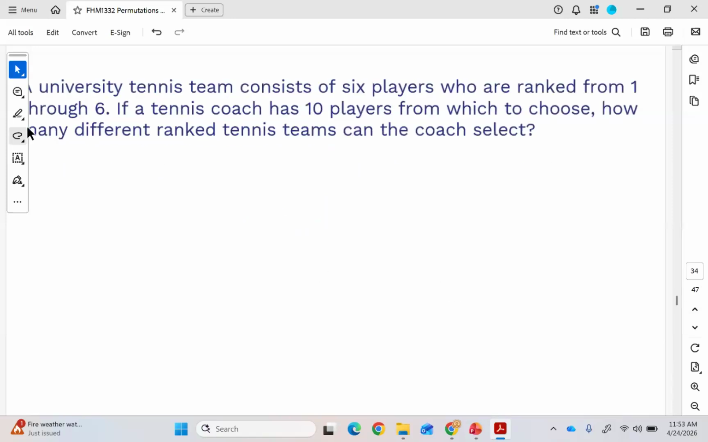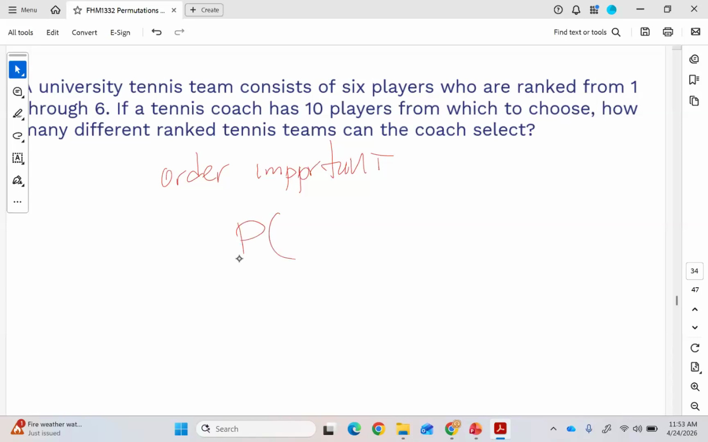An example would be a university tennis team that consists of 6 players who are ranked from 1 through 6. If a tennis coach has 10 players from which to choose, how many different ranked tennis teams can the coach select? Well, because the order matters, since we're ranking them, like number 1, number 2, number 3, then the order is important. So that means you want to use permutations.